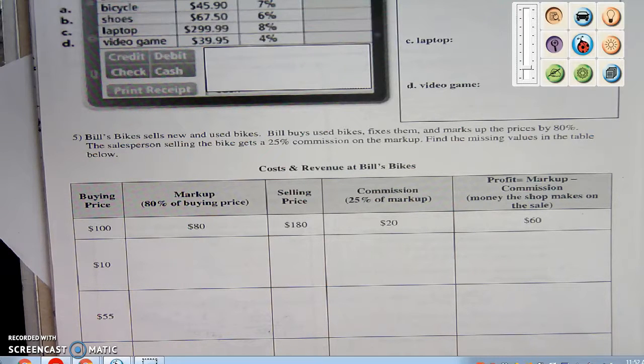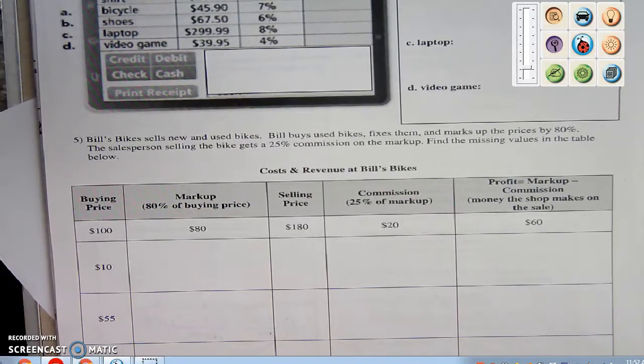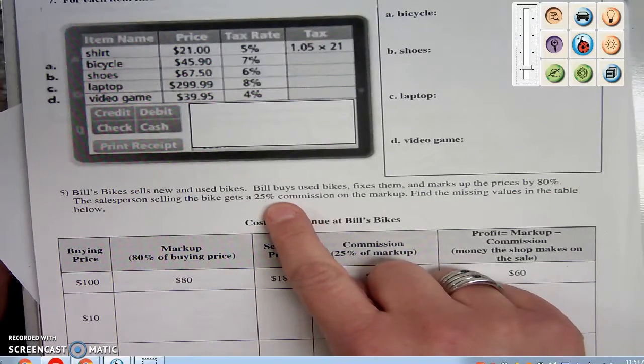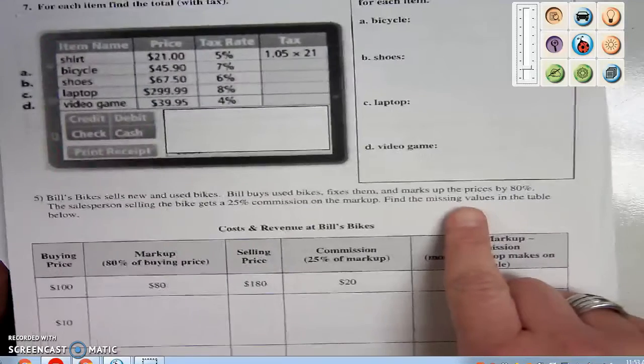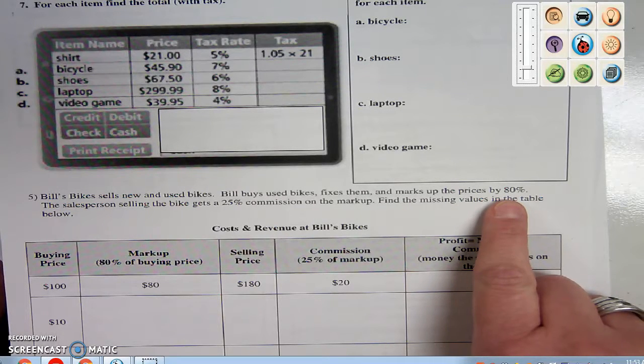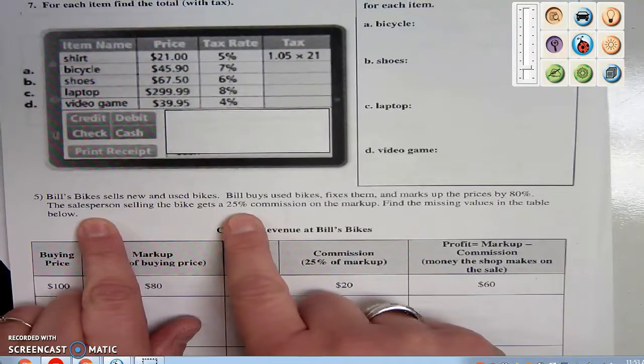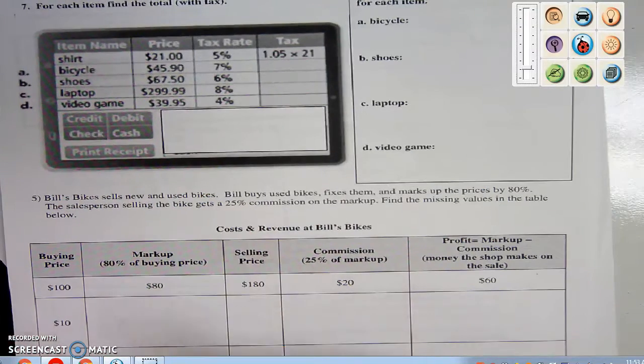A student asked me an interesting question today, so this screencast is an answer to that question about markup. In this word problem, Billy buys used bikes, and he marks up the price by 80%. He fixes them and then he marks the price 80% to make money. He has salespeople sell them for him and they get a commission of 25%.